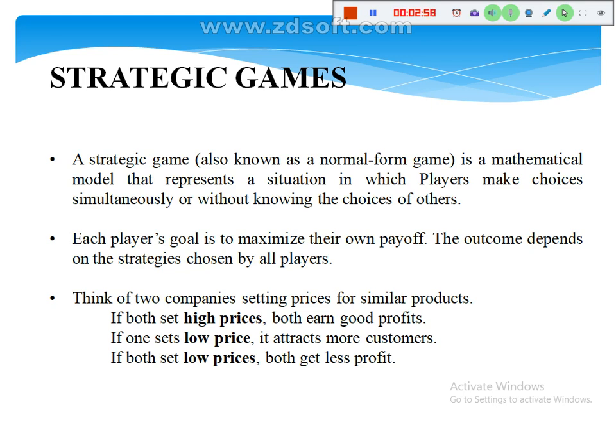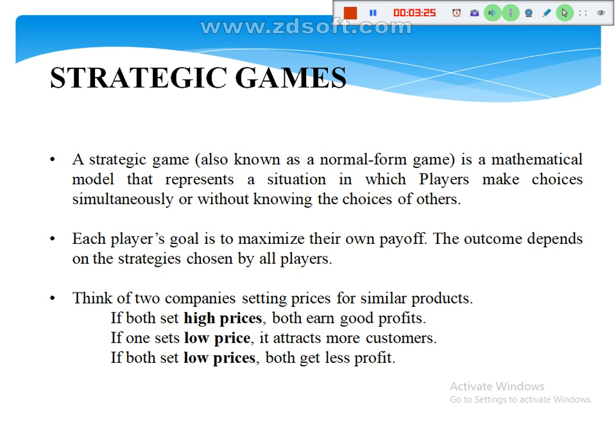For example, think of two companies setting prices for similar products. Consider two companies A and B, both manufacturing the same products. Both companies are setting prices for a similar product. In that case, there are three scenarios. If both set high prices, both earn good profits. This is one case.